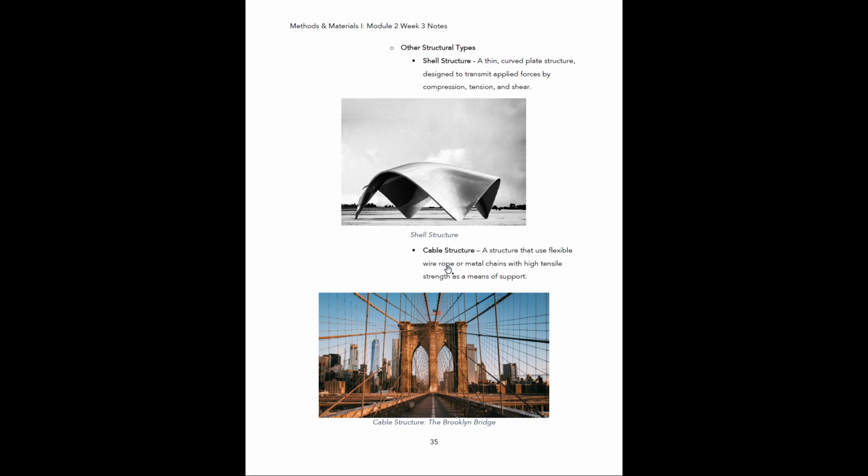A cable structure. This is a structure that uses flexible wire or rope or metal chains with high tensile strength as a means of support. So think of a bridge or something like that. Here's the Brooklyn Bridge, and it has all these cables that are all connected here at this singular point, and then they're coming down and supporting the actual bridge surface below.